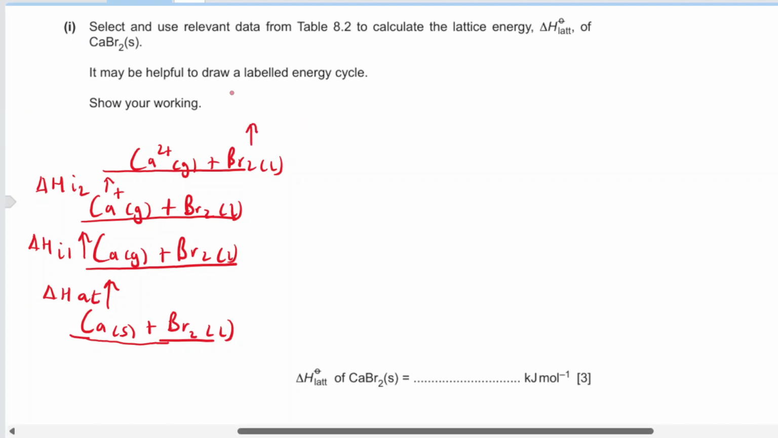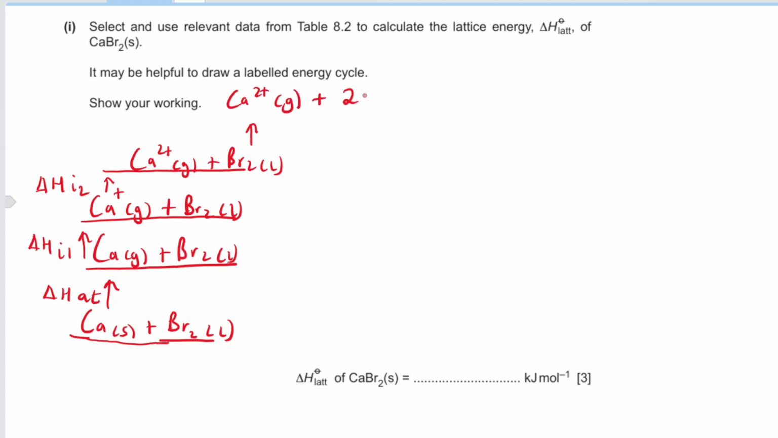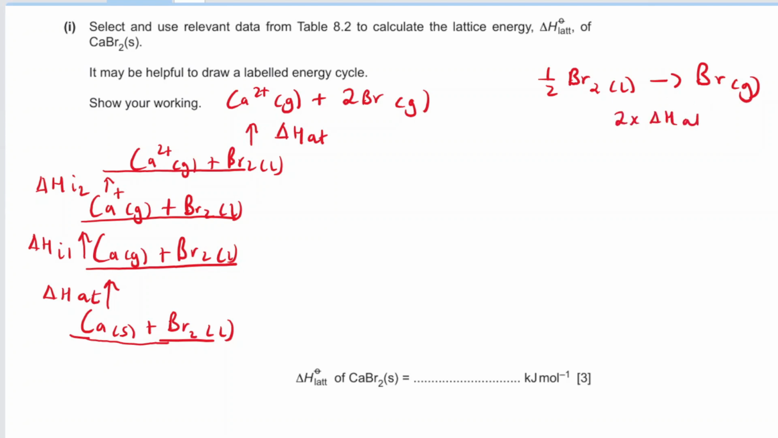So again, we'll do atomization of this. This will become Ca2+ gas. It just remains like that. And this will become 2Br gas. Does it make sense? This is enthalpy change of atomization. But there's a bit of a tricky part here. First of all, atomization is for one bromine. So if you have Br2 as a liquid and you want to form Br gas, usually we do half of this, right? And then this will be the atomization. But this time, this is 2Br. So there's 2 here. So they've multiplied it by 2.